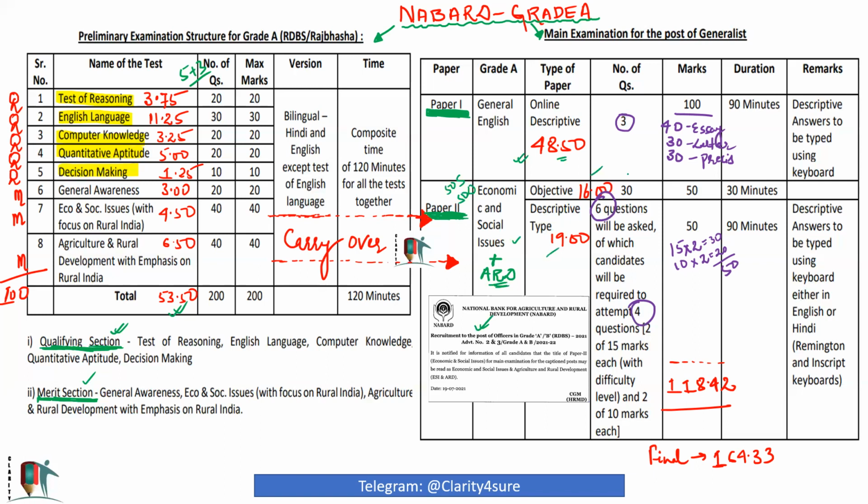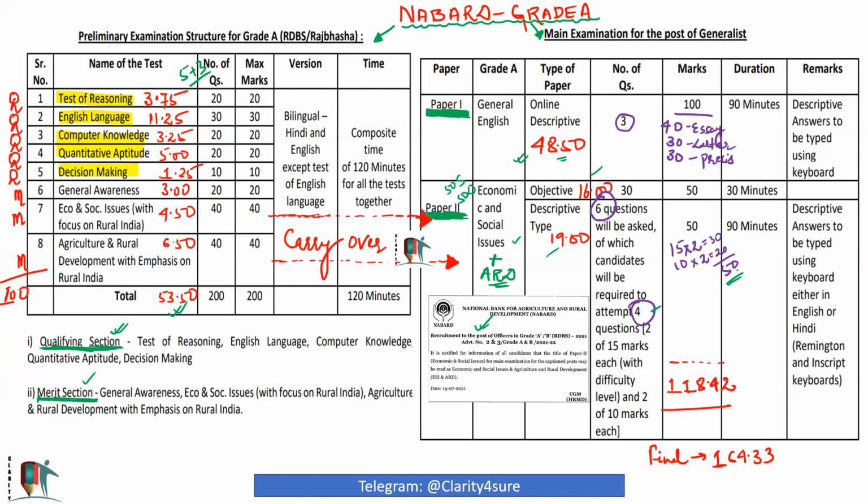So in the objective portion you will be getting 30 questions, right? Total 30 questions you will get. That constitutes your 50 marks. And in the descriptive part, where you have to type the answer, the total number of questions is 6, right? Out of 6, you have to attempt 4 questions. For 15 markers, there are 2 questions, 15 into 2, that is 30. And for 10 markers, there are 2 questions, 10 into 2, that is 20. So total 50 marks, right? So this is the overall pattern.